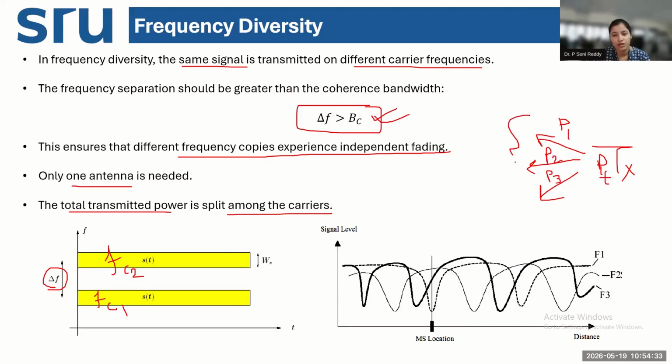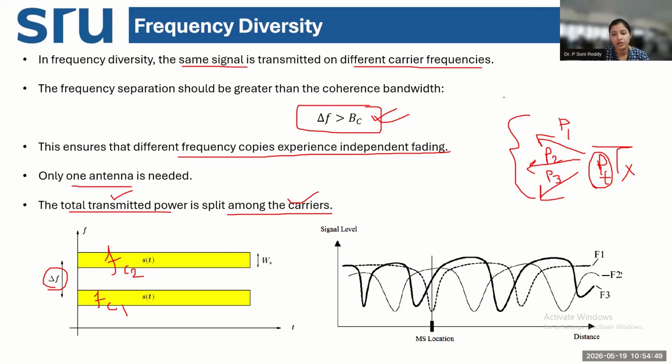So addition of all these three components will give you the total transmitted power. So what is the effect of frequency diversity? The total transmitted power is actually split up in multiple carriers. Okay. So multiple carriers means multiple frequencies would be there.